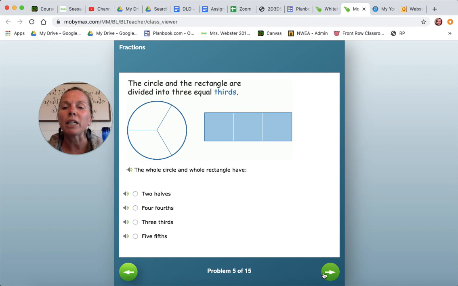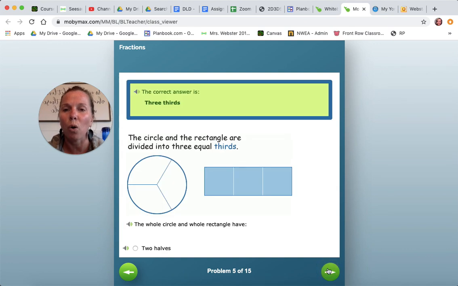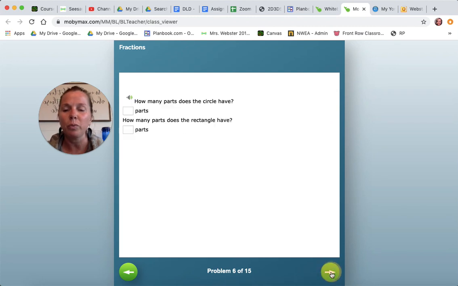The circle and the rectangle are divided into 3/3. The whole circle and the whole rectangle have 2/2, 4/4, 3/3, or 5/5. 3/3. So to make that whole, 3/3 makes one whole. The circle and the rectangle are divided into 3/3, and we just went over that.